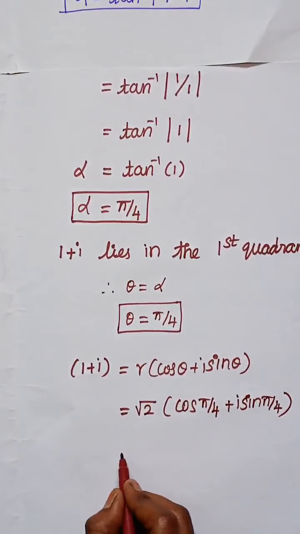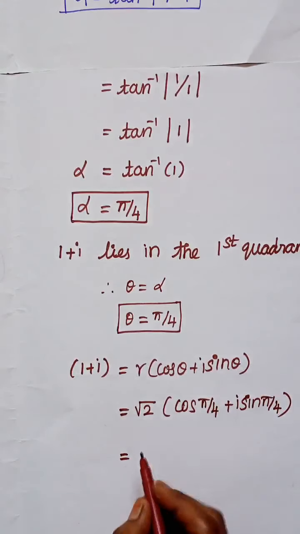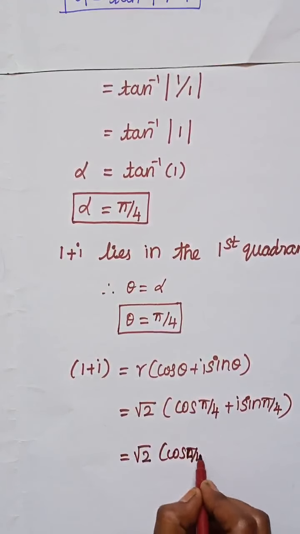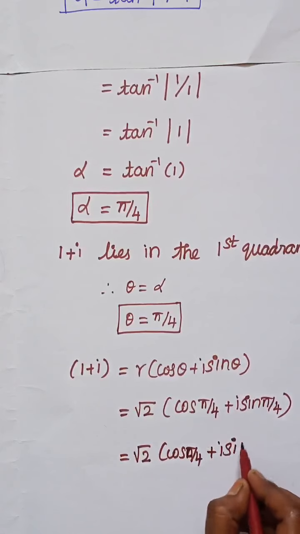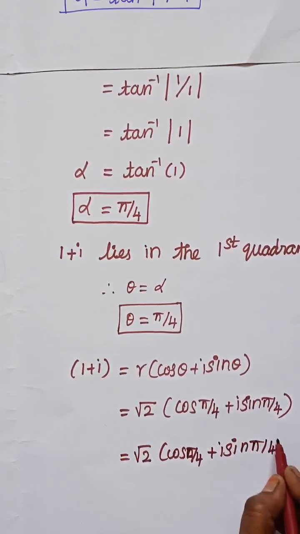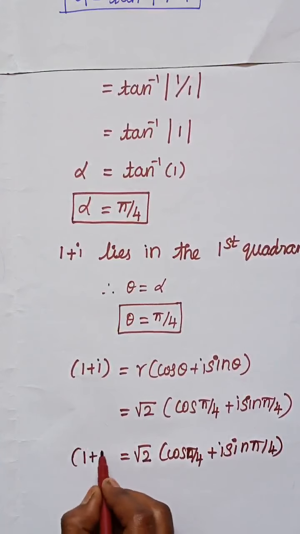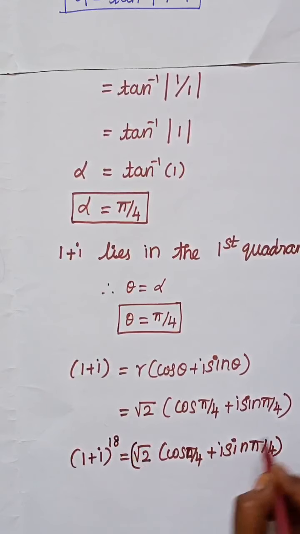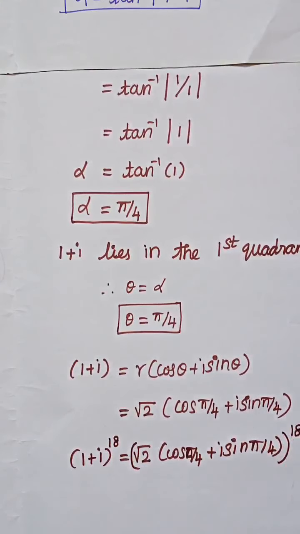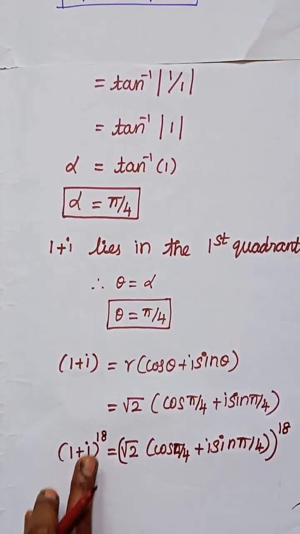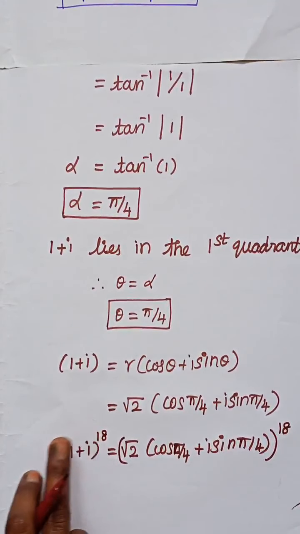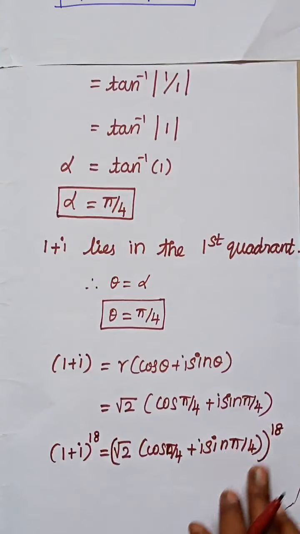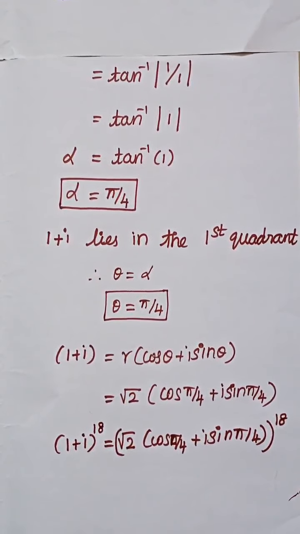Which is equal to root 2 into cos pi by 4 plus i sin pi by 4. Left hand side is 1 plus i. Since the given question is (1 plus i) the whole power 18, the right hand side is also taken to the whole power 18.